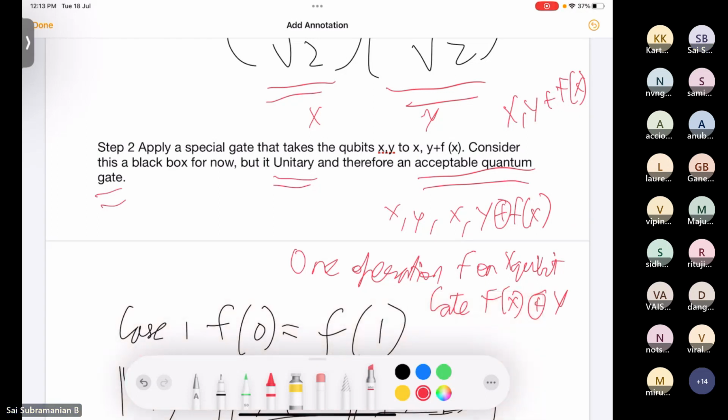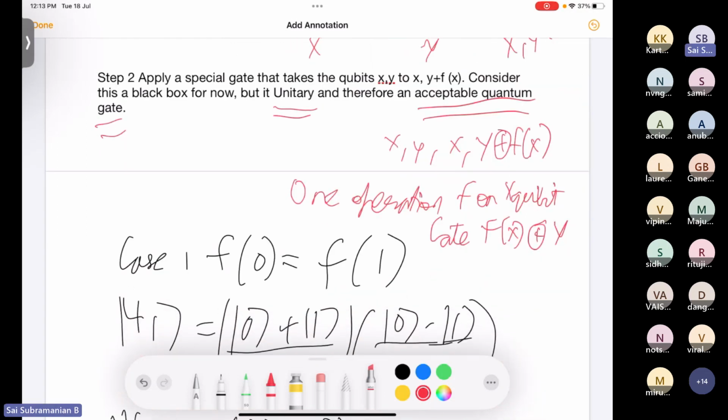Okay. So what does this mean really? If f of x is 0 and y is 0, then the result of f of x exclusively OR y is 0. If f of x is 1 and y is 1, also it's 0. If f of x is 0 and y is 1, we get 1. If f of x is 1 and y is 0, we also get 1. Okay.